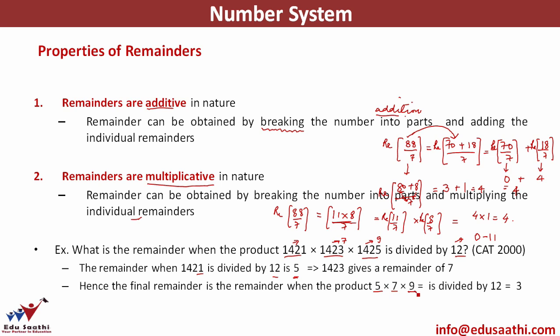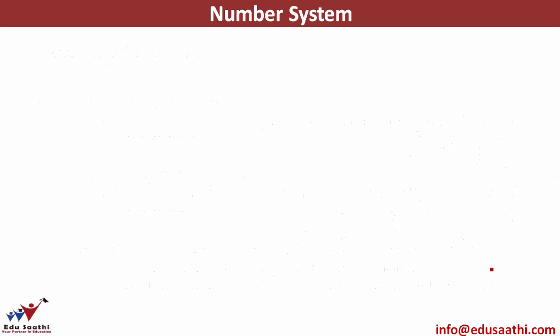Now when I multiply 5 into 7, 35. So this number is greater than 12. I'll again have to divide with 12 and get to my answer. So if I again divide it with 12, the final answer that I get for remainder is coming out to be 3. So 3 is the final answer that we get. Instead of multiplying the numbers, I have only multiplied the remainders and got to my answer.